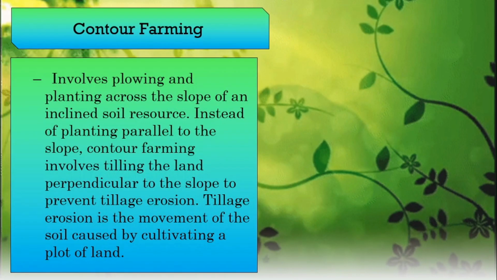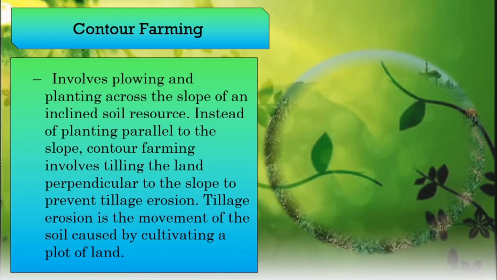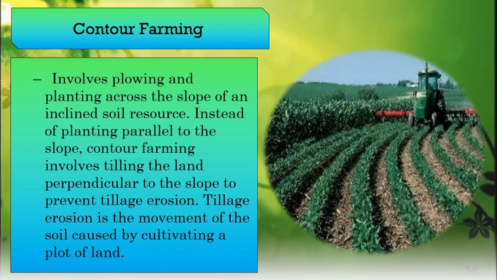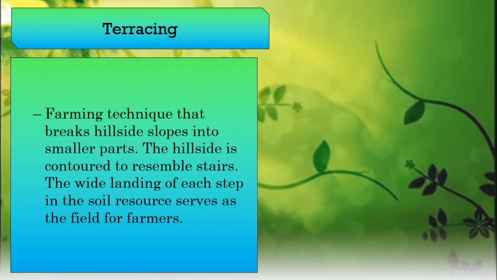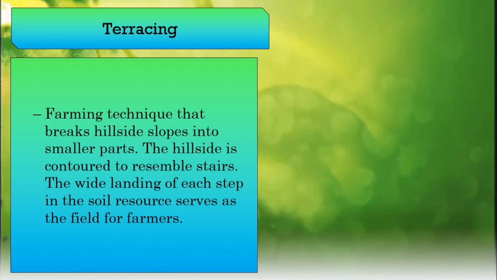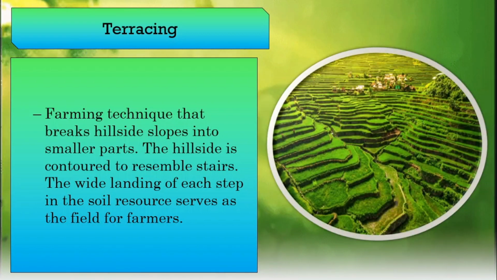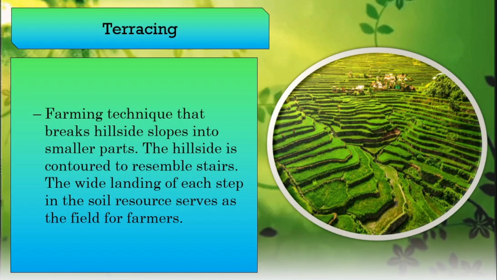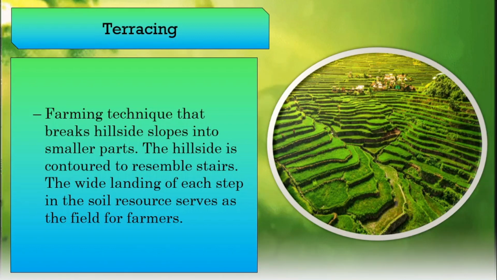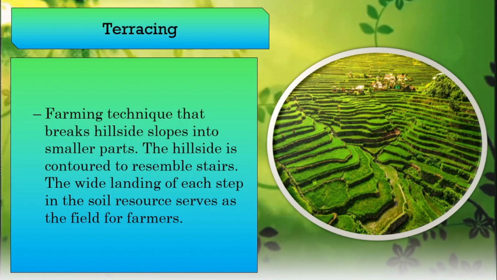Next is contour farming. It involves the plowing and planting across the slope of an inclined soil resource. Instead of planting parallel to the slope, contour farming involves tilling the land perpendicular to the slope to prevent tillage erosion. Tillage erosion is the movement of the soil caused by cultivating a plot of land. Next, terracing. Terracing is a farming technique that breaks hillside slope into smaller parts. The hillside is contoured to resemble stairs. The wide landing of each step in the soil resource serves as the field for farmers.